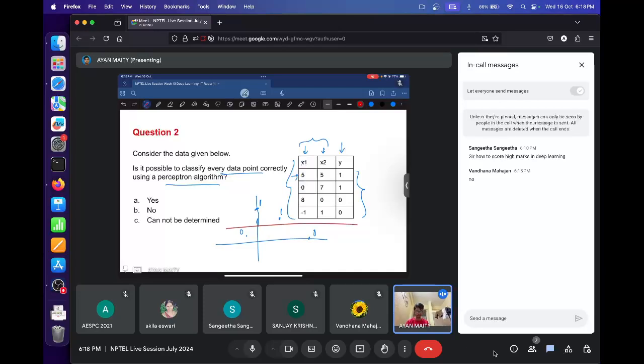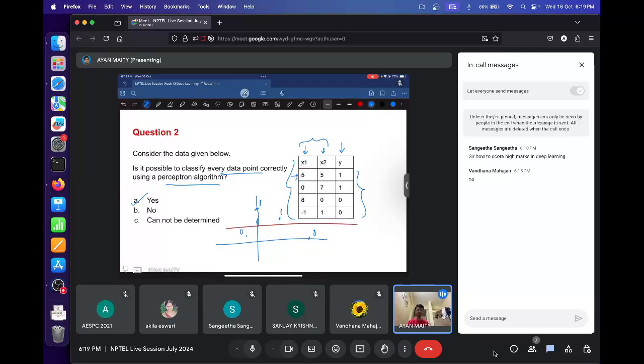So this red straight line can certainly classify each of the data points correctly. And there are many other linear separators possible. This is also another one. You can have many such linear decision boundaries, but what we can see from this plotting is that it is possible to get at least one linear separator that can separate the two classes 1 and 0 in this data set. So if the points are linearly separable, then the perceptron learning algorithm can certainly classify each of the data points correctly. So the correct answer would be yes.